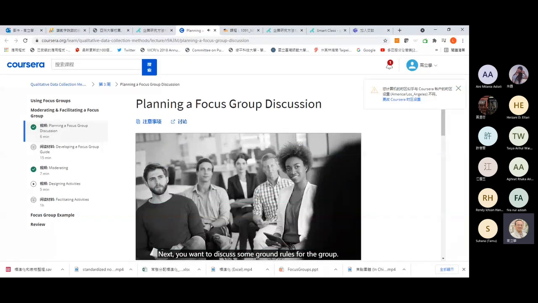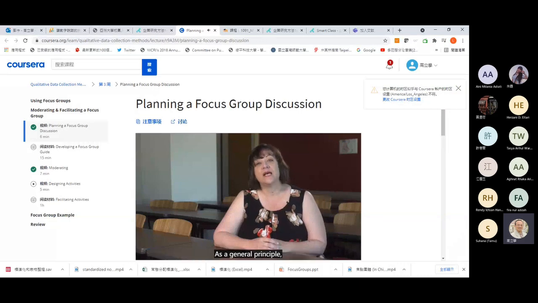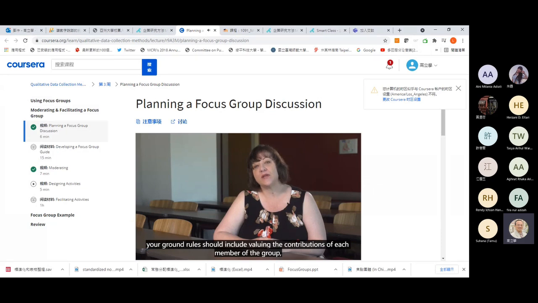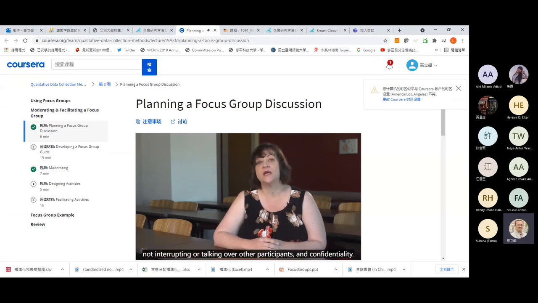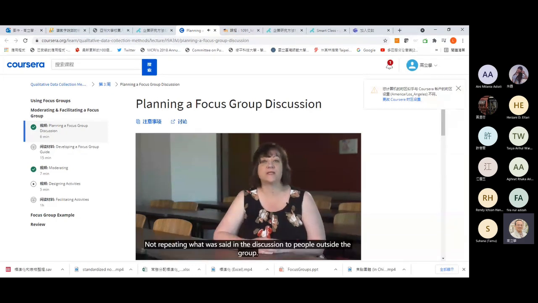Next, you want to discuss some ground rules for the group. As a general principle, your ground rules should include valuing the contributions of each member of the group, not interrupting or talking over other participants, and confidentiality, not repeating what was said in the discussion to people outside the group. Okay, this is also important, confidentiality. So you may tell the participants not to repeat what was said in a discussion to people outside the group.